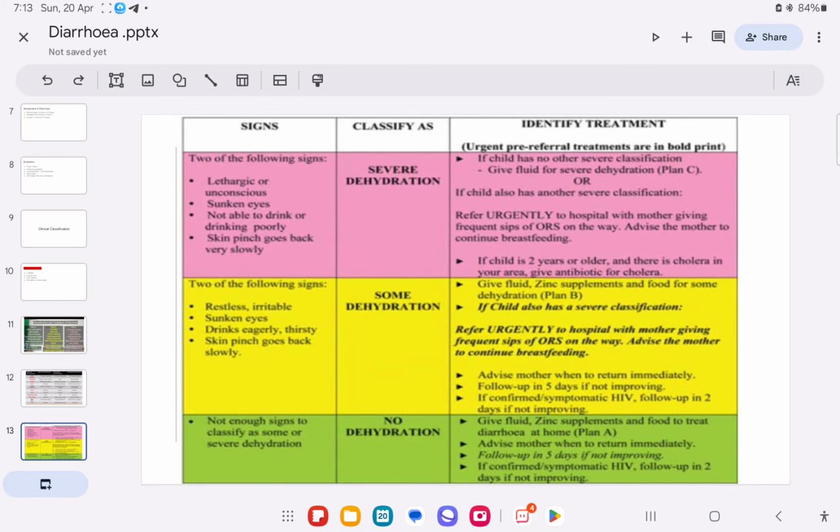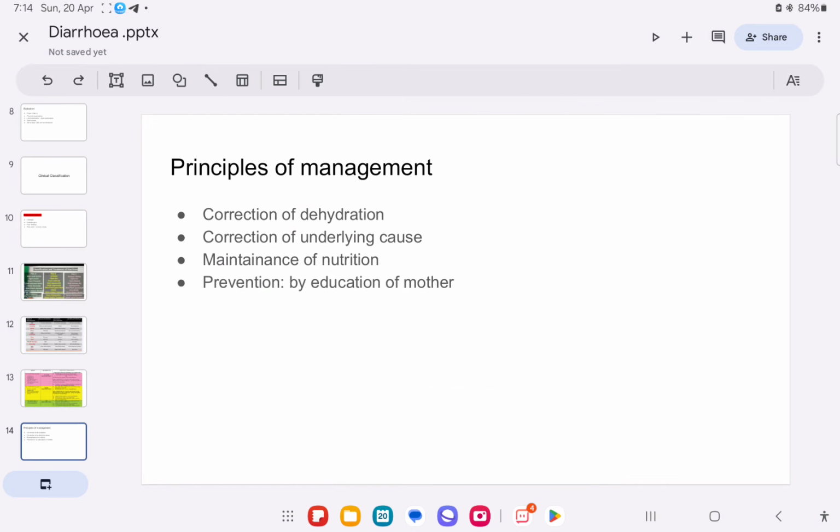In no dehydration, there are not enough signs of dehydration. Just give fluid, zinc supplements, and food to treat diarrhea. Advise the mother and counsel about severe signs of dehydration and when to return to the clinic, and follow up in 5 days. Now, principles of management.